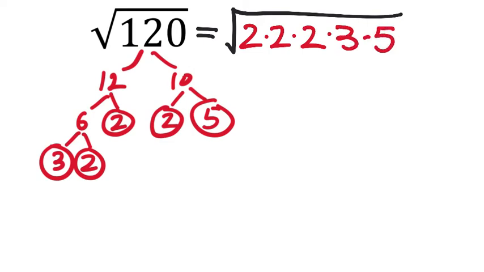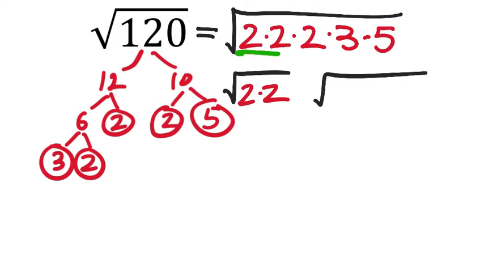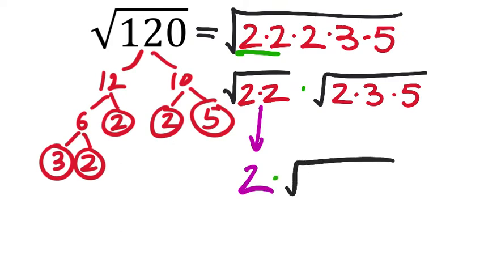Okay? Well, from this, do I have any pairs? Yes, I do. I have this pair of 2s, so I'm going to separate it. Square root of 2 times 2. And then the other non-perfect squares will be separated as well. 2, 3, and 5. These are still being multiplied. But I know that 2 times 2 is a perfect square for 2. And then we can multiply that by the square root of 2 times 3 times 5, which should be 30.